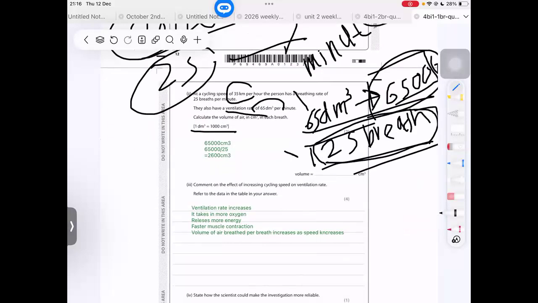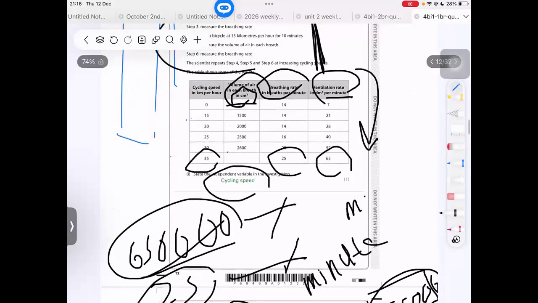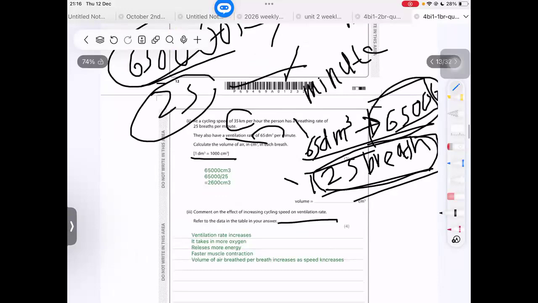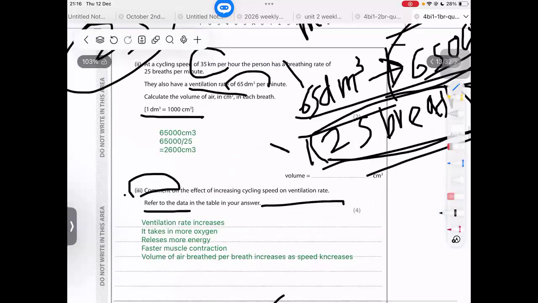Then you know the third one. Comment on the effect of increasing cycling speed on the ventilation rate. So you can see as you increase the cycling speed, the ventilation rate also increases. Here they're asking us to comment, and they are also asking us to refer to the data in the table. So you can see the ventilation rate increases.